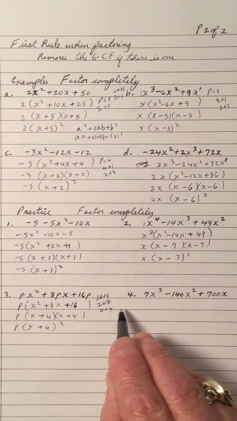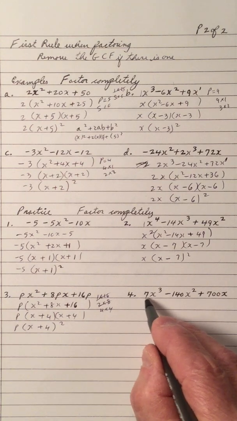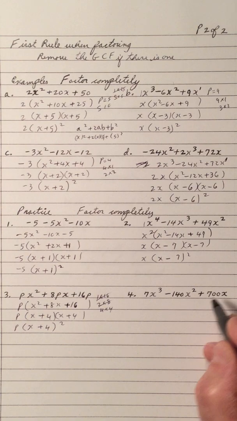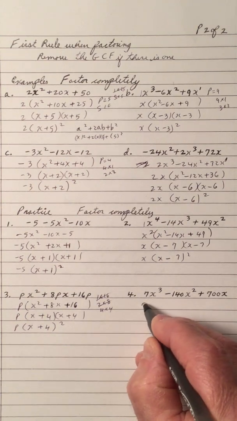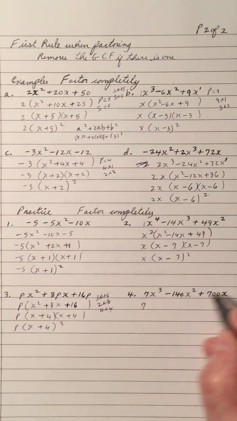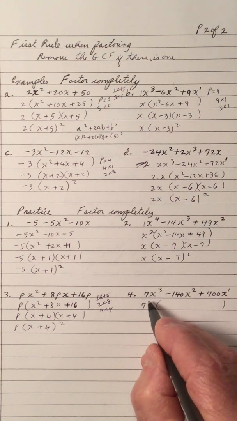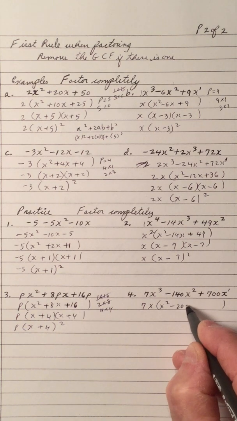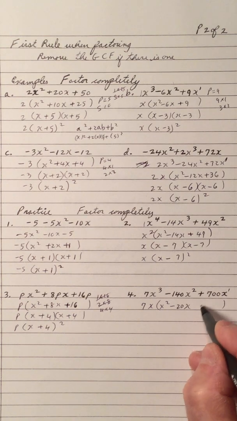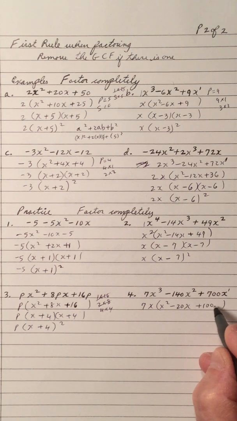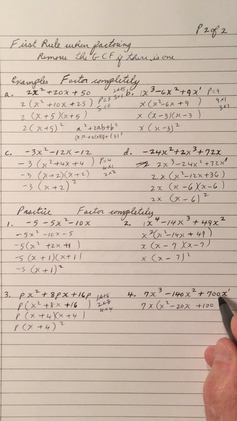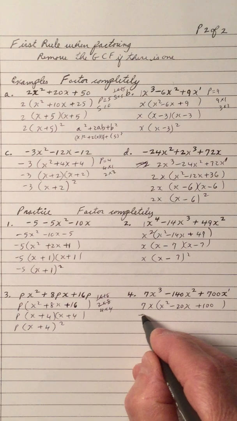And number 4, GCF, 7. 14 divided by 7 is 2, 700 divided by 7 is 100, so 7 is the numerical GCF, and I have an x in every term. I take the smallest exponent, which is x to 1, divide, I get an x squared, divide, and I get a negative 20x, divide, and I get a positive 100. Notice there's no x here, because you already have an x. So 7x times 100 is 700x.